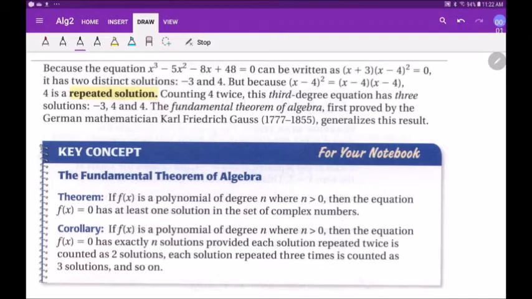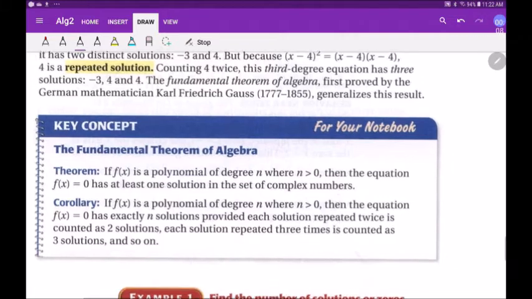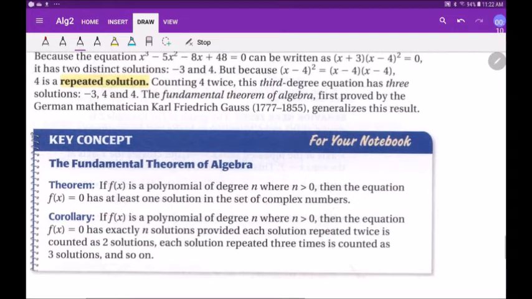Okay, we have something that sounds pretty grand, the fundamental theorem of algebra. If f of x is a polynomial of degree n, where n is greater than 0, in other words, you have at least x to the first power, maybe more, maybe x to the fifth, whatever, but you have at least 1, then the equation f of x equal to 0 has at least one solution in the set of complex numbers. That is not saying a lot.